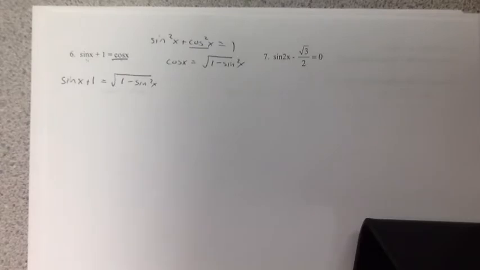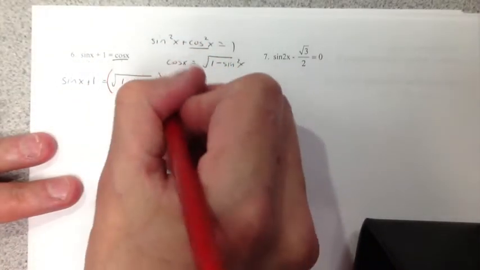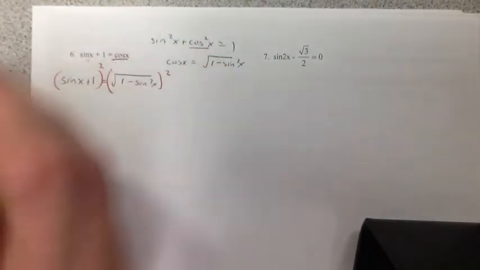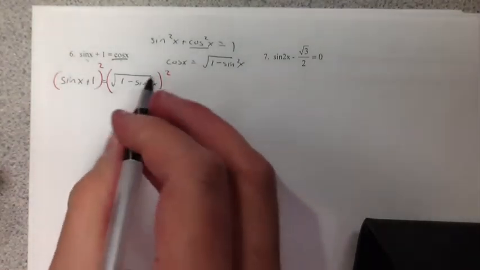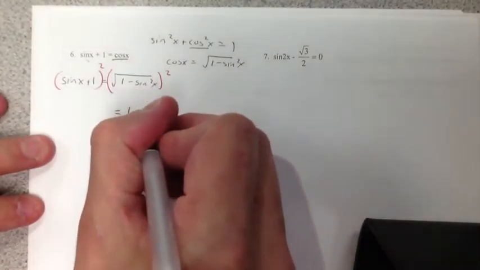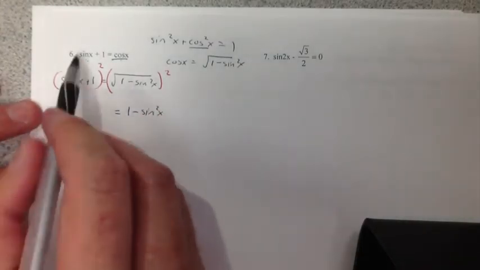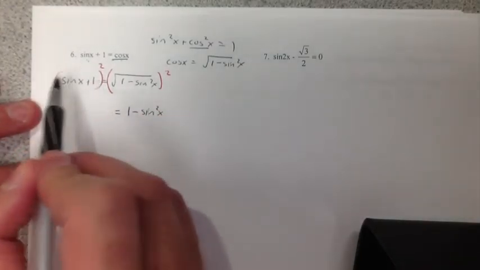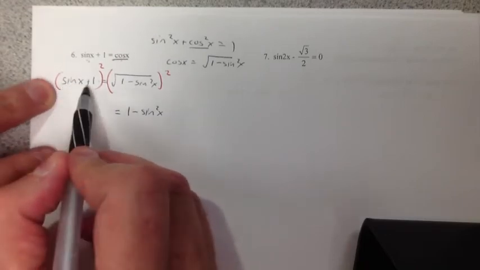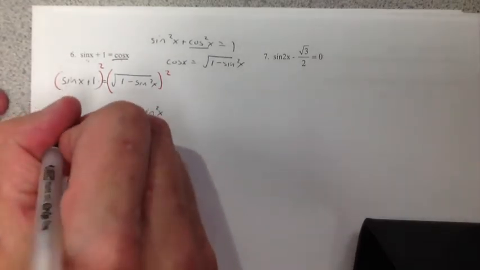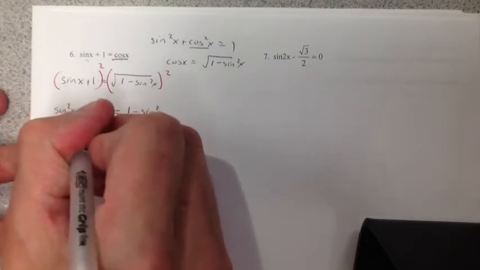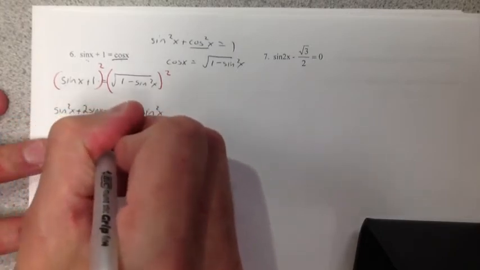Next, we have to get rid of the square root. Well, what gets rid of square roots? Squaring both sides. If I square the right side, that's easy. It just gets rid of my square root. But if I square the left side, please be careful. This is not sine squared of x plus 1. This is sine of x plus 1 times sine of x plus 1. We get sine squared of x plus 2 sine of x plus 1.